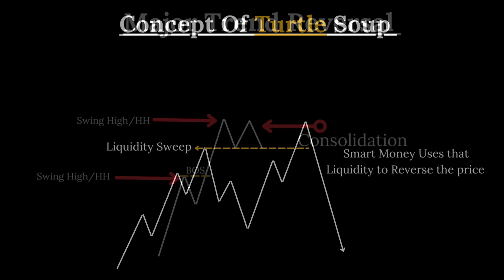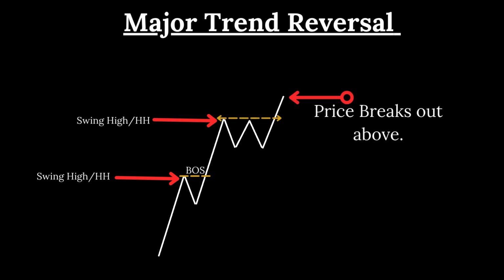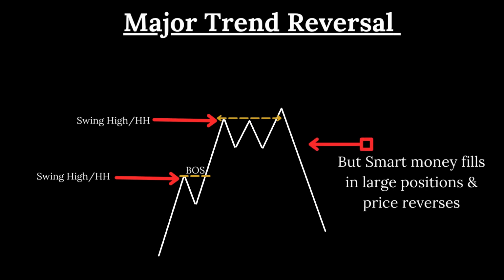Let's explore two powerful forms this strategy can take. Starting with the major trend reversal. Imagine a market trending upward. It pushes higher, forms a small consolidation, then breaks above the previous swing high. Retail traders get excited. They expect continuation, but the next candle closes back inside the range. This is a classic trap. The breakout fails, and now the setup for a powerful reversal is in place.